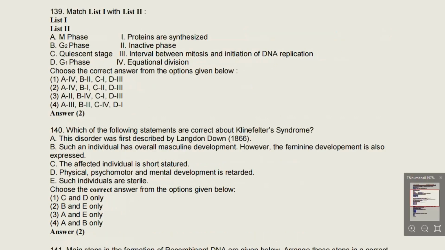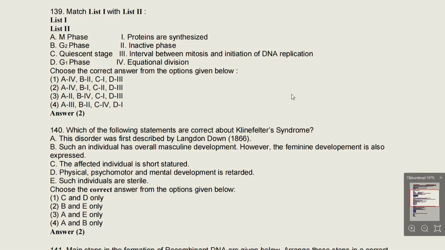So the next one is, match list 1 with list 2. M phase is equational division, G2 phase is proteins are synthesized, quiescent stage is inactive phase, G1 phase is interval between mitosis and initiation of DNA replication. So the answer is option 2. This question is taken from Unit 3, Cell Structure and Functions, Chapter 10, Cell Cycle and Cell Division.